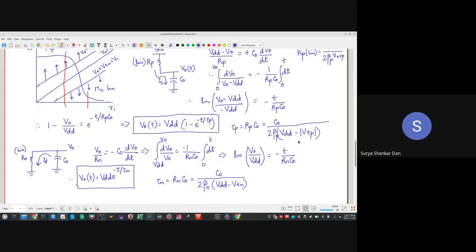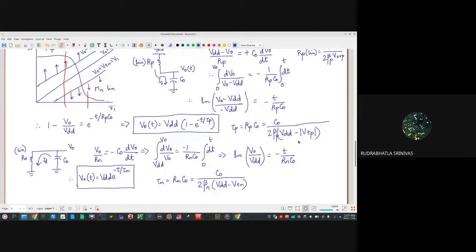So where is the problem? Anyone? Yes, tell me. Sir, if we substitute t is equal to tau p in the VO expressions, then it will be different from the exact one. Exactly. That basically means that the output voltage values are wrong.